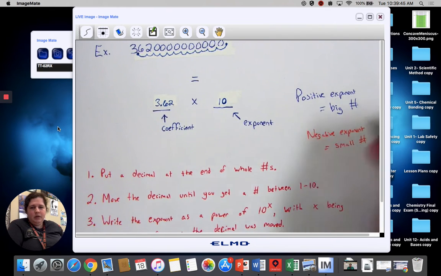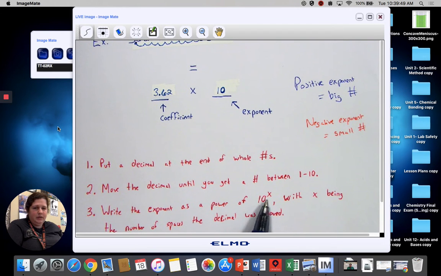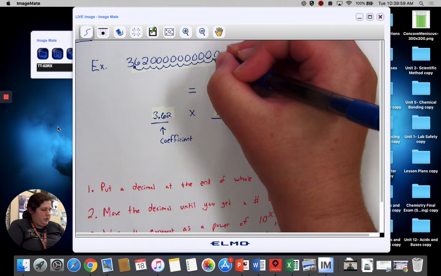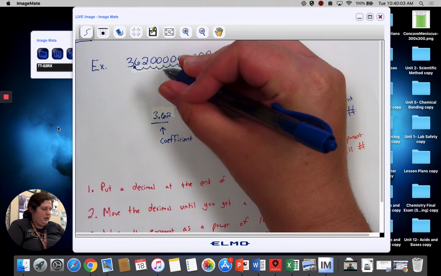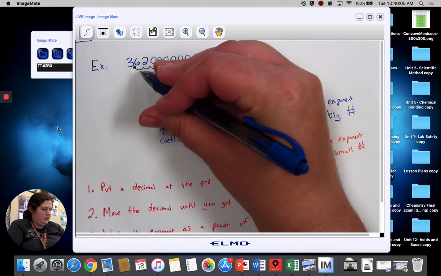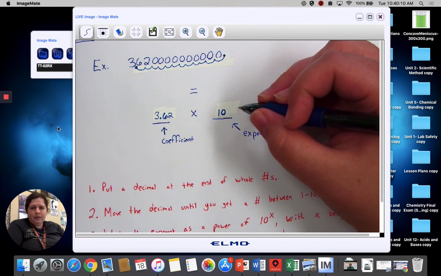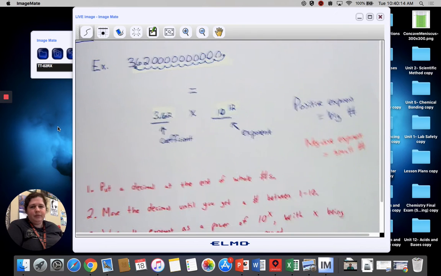Write the exponent as a power of 10, so 10 to the x, with x being the number of spaces the decimal was moved. So let's go back. How many times did I have to move this decimal? 1, 2, 3, 4, 5, 6, 7, 8, 9, 10, 11, 12. This is a very large number, so this is going to be a positive 12.